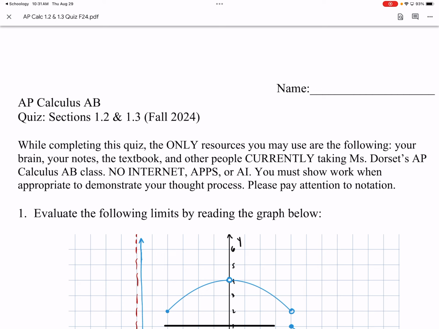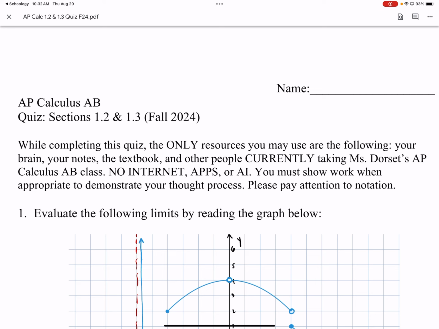So while completing this quiz, the only resources you may use are the following: your brain, your notes, the textbook, and other people currently taking this Dorset's AP Calculus AB class. You can't use Annabelle. You can't use Michael Bradley. You can't use Leo. Okay? If you have a tutor, you can't use a tutor, you can't use Joey. Okay? Nobody else besides people who are taking this class. You can use people from other sections.